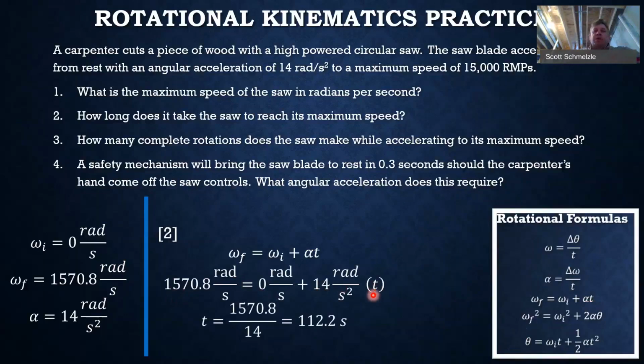Rearrange all of this. We get 1570.8 divided by 14. That's going to take roughly 112.2 seconds for us to get up to speed, right? Get up to that maximum speed. So a little under 2 minutes for this to run that way.